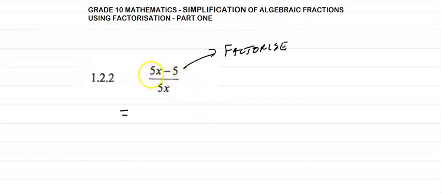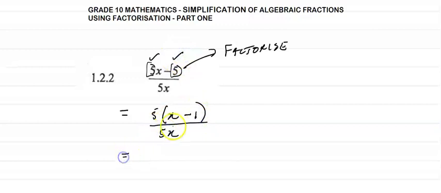Now, you've got 5x minus 5 over 5x. So here you've got 5. You can take out 5 as a common factor there. So what you'll be left with is x minus 1. Always check your factorization by multiplication. 5 times x is 5x. 5 times minus 1 is minus 5. And what you're left with here is 5x. So now we can simplify.